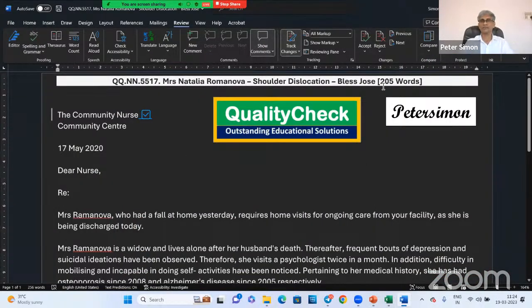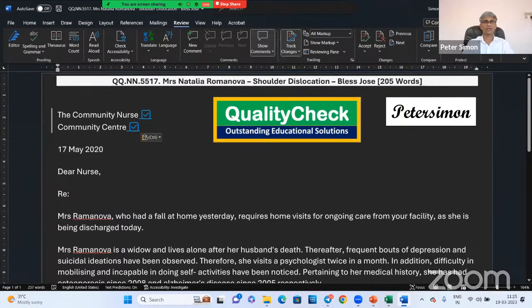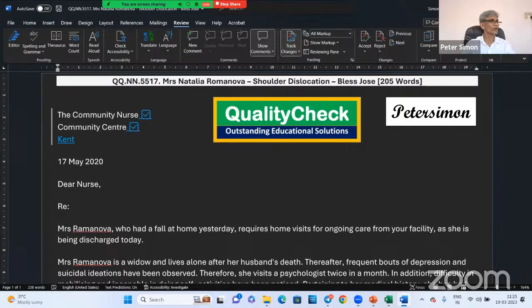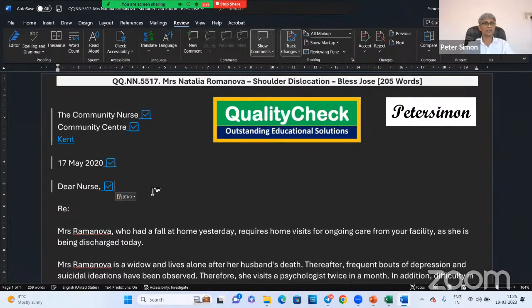Right. So 205 words, and you're writing a letter to the community nurse, community center. This community center is in Kent. And the letter is dated 17 May 2020. Discharge date 17 May 2020, that is right. Dear nurse, right.